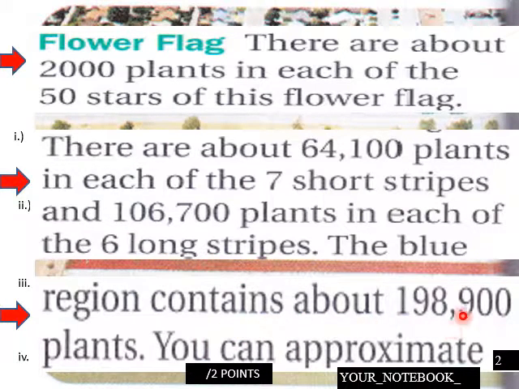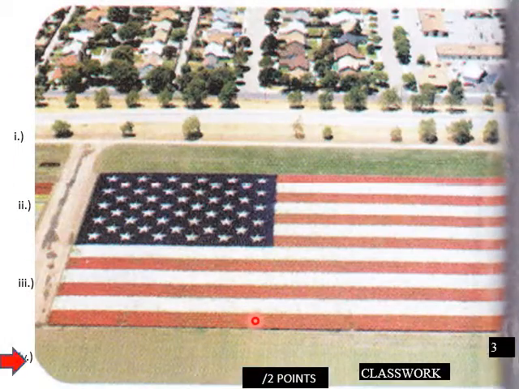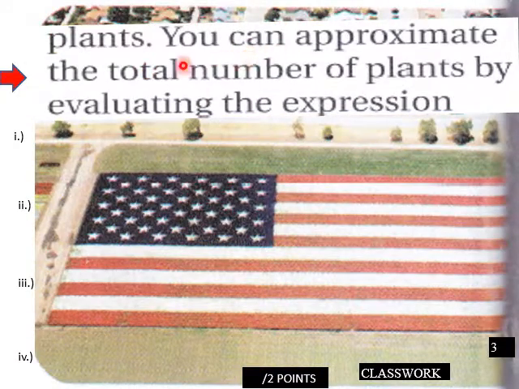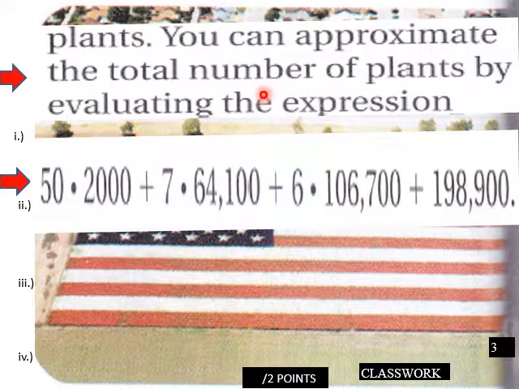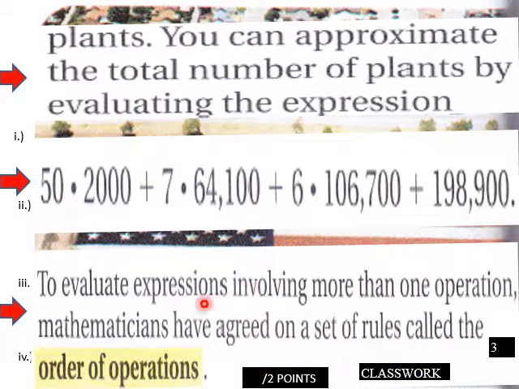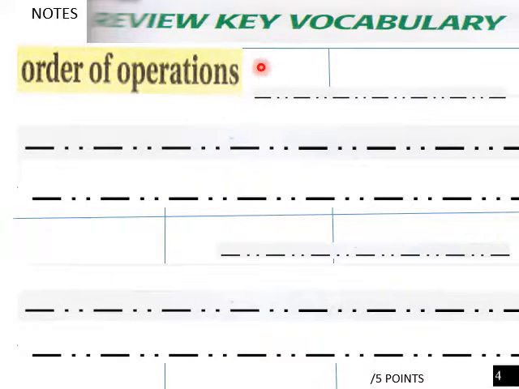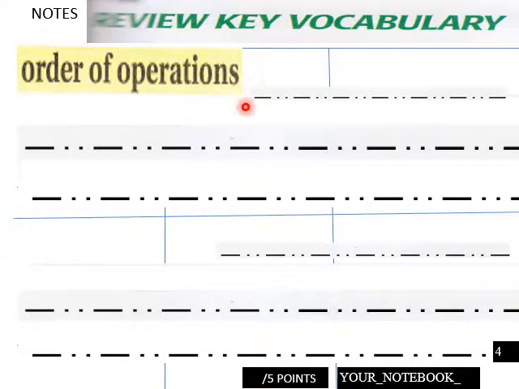Region contains about 198,900 plants. You can estimate the total number of plants by evaluating the expression. So here is our expression here that gives us an approximate number of plants that are involved in constructing this flag. To evaluate expressions involving more than one operation, and this is in your class worksheet, they've agreed on a set of rules called order of operations. So this is what we're going to do today. Students, in your own words, define order of operations.